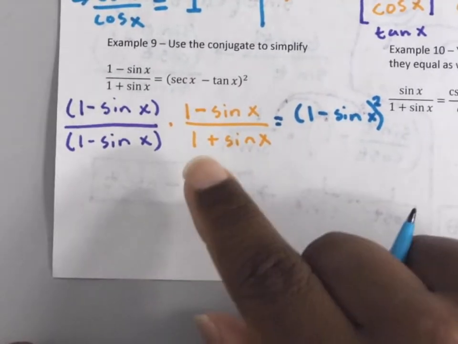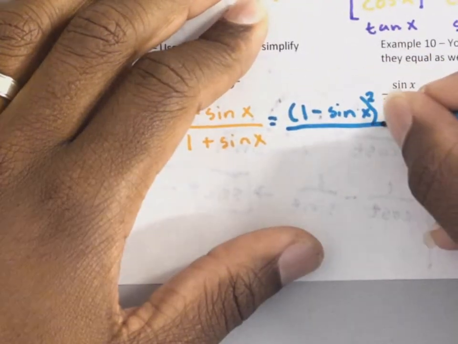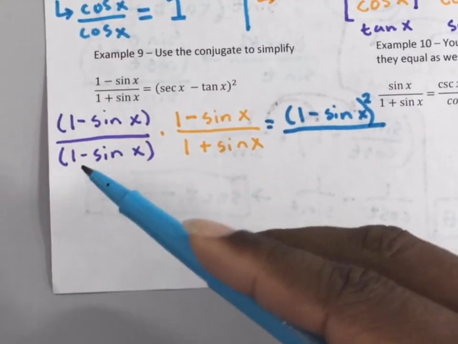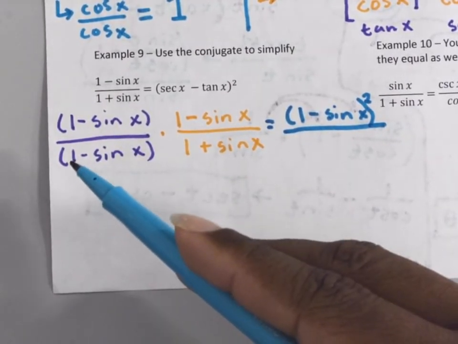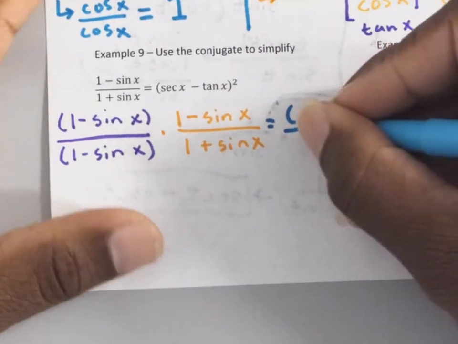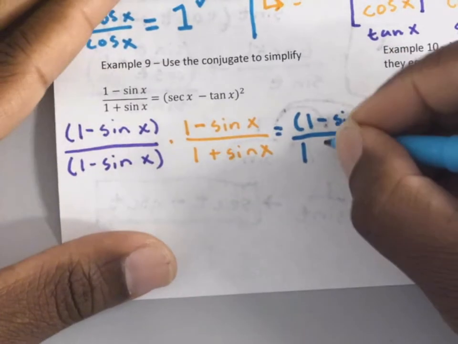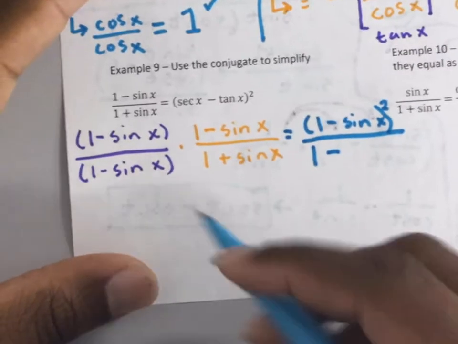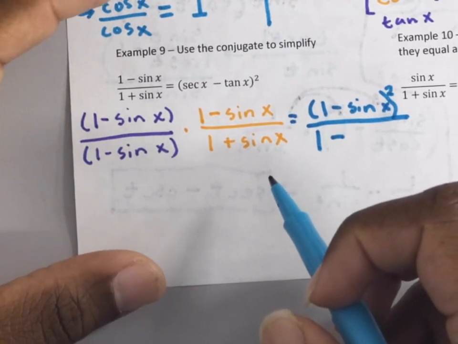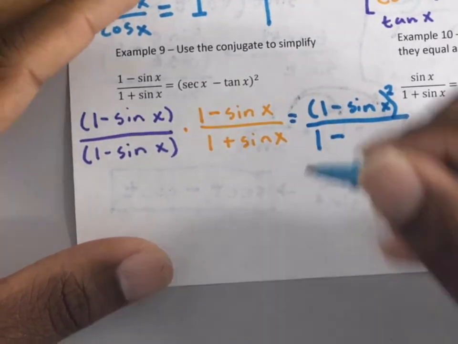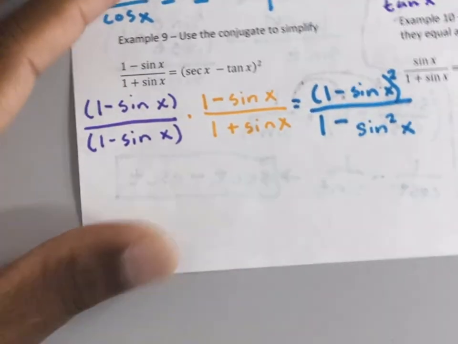Now, since the signs are different, I don't have to completely FOIL it. I know the middle terms are going to cancel. So all I need to worry about is first times first, last times last. What's first times first? 1 times 1. Since the signs are different, when I multiply last times last, it'll be negative, right? What's sine times sine? Sine squared.